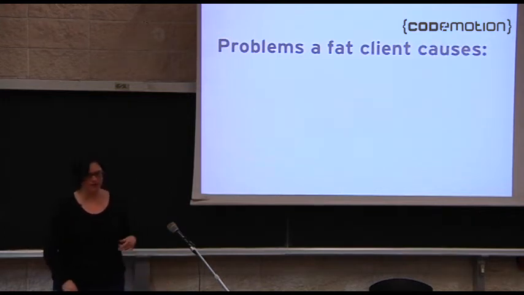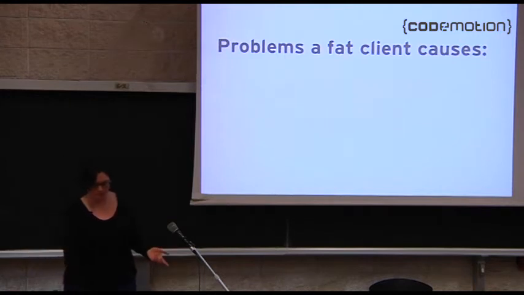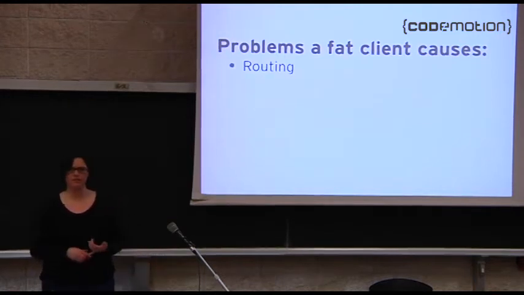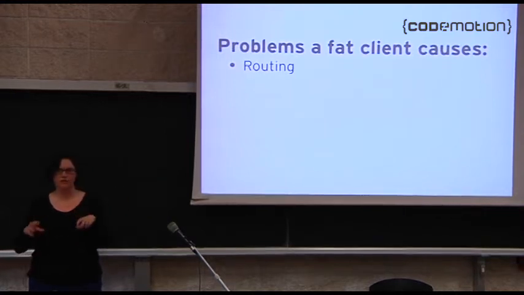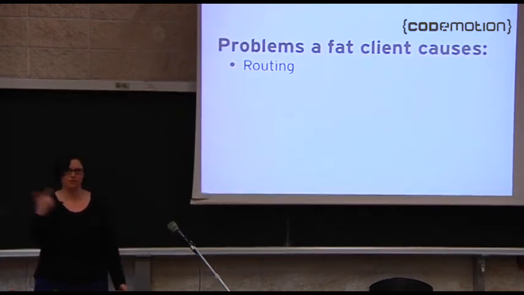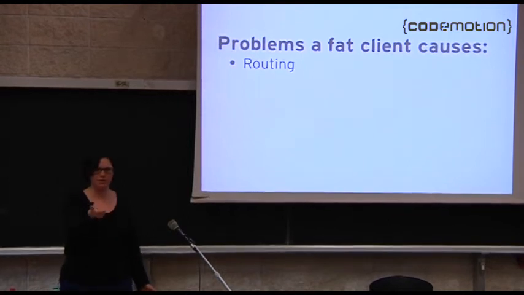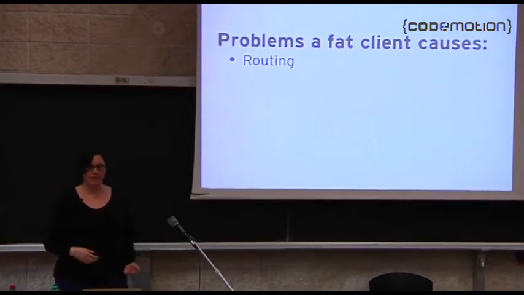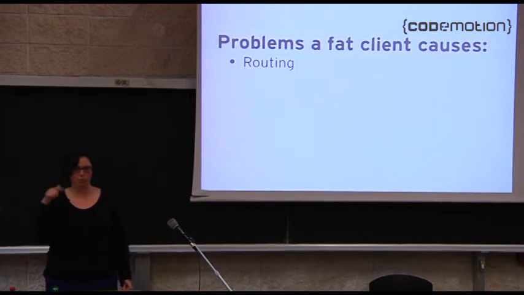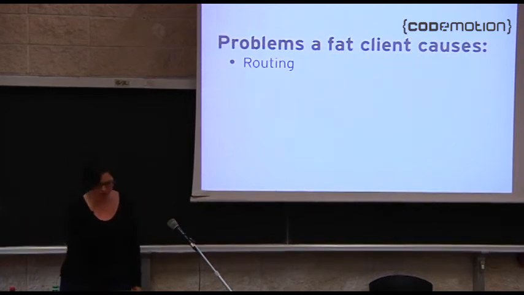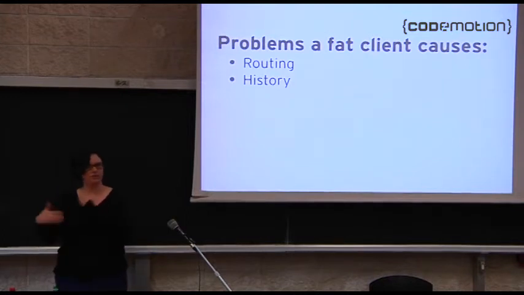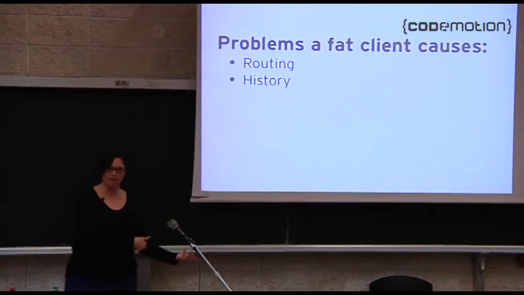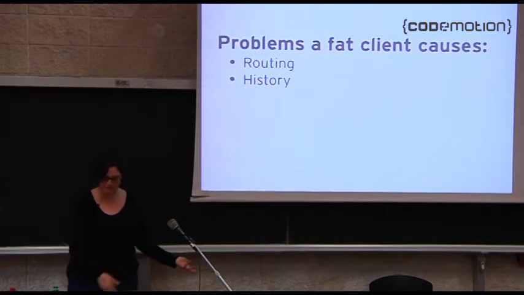Let's look at the problems that a fat client causes. Routing. I mentioned this one before. It's the idea that as the URL changes, we have to understand what that means. Previously, we would just tell the server, I'm at this new address, what should I do? And then it would decide. And now we have to keep track of what does each route mean? What does each URL mean? History. It's this idea that you can change the state, but you have to remember what state you were in if you're going to be able to allow people to use the back button.